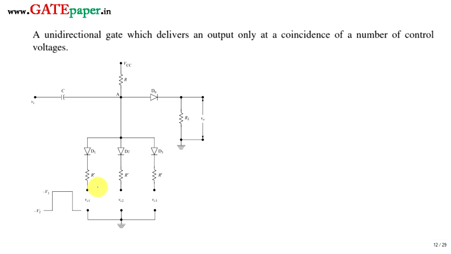So there are three control signals used: Vc1, Vc2 and Vc3. This is again a unidirectional gate which passes only positive signals because of the diode shown. By looking at the diode D0, we can say that it is always a positive-going unidirectional gate. And for what value of control signals Vc1, Vc2, Vc3, V0 will be equal to Vs, otherwise V0 will be equal to 0.